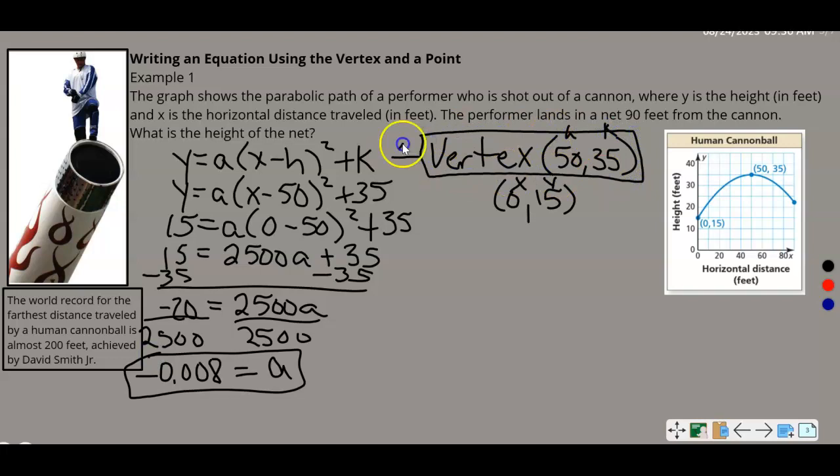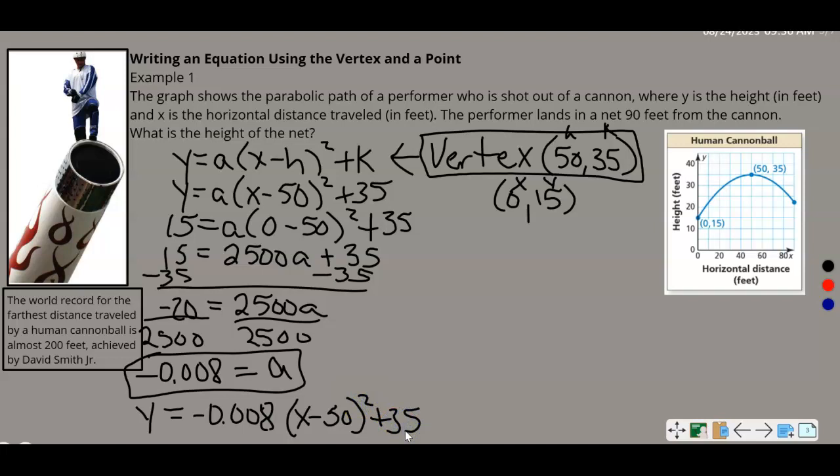Once we have a, we can take a and our vertex and plug it into the equation. So we're going to have y equals negative 0.008 times x minus 50 squared plus 35.